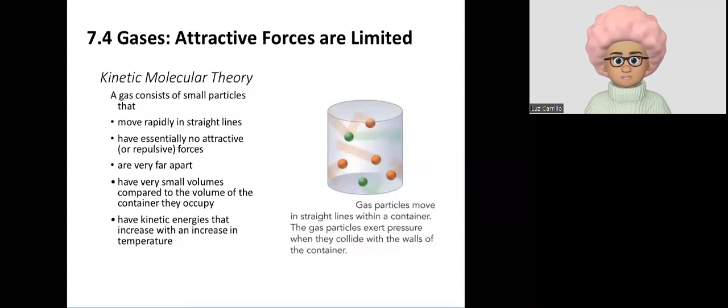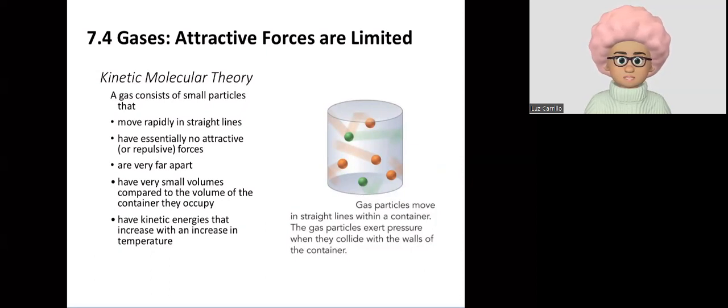This molecular theory basically defines how particles of gases behave. At the core of the theory, what we're understanding is what gases consist of. Gases are going to consist of small particles that move rapidly in straight lines. They have essentially no attractive or repulsive forces. They are very far apart. They have a volume that's smaller compared to the container where they're occupying. And lastly, they have kinetic energies that increase when temperature increases.